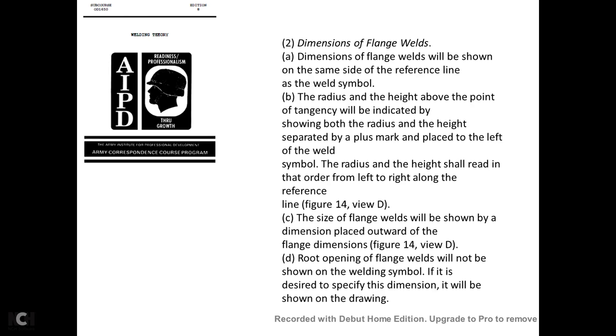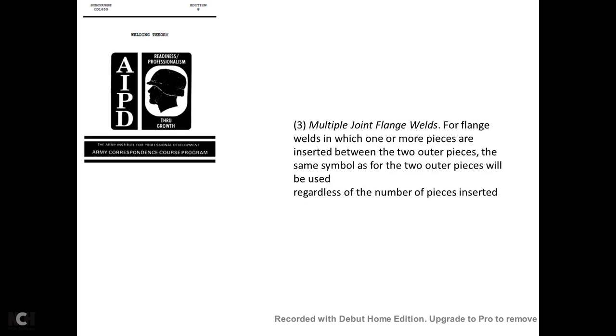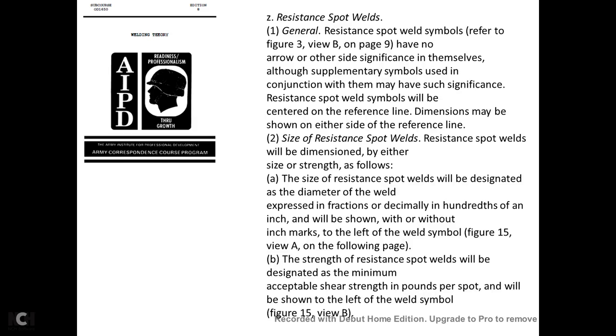Root opening of the flange will not be shown in the welding symbol. If desired to specify, the dimension is shown on the drawing. 3. The multiple joint flange welds: for flange welds where one or more pieces are inserted between two outer pieces, the same symbol as shown with the two outer pieces will be used regardless of the number of the pieces inserted.